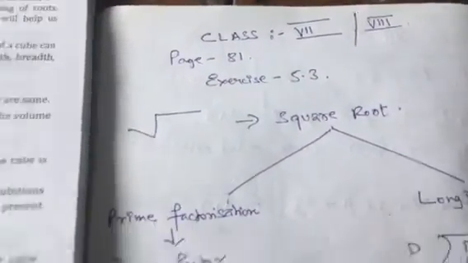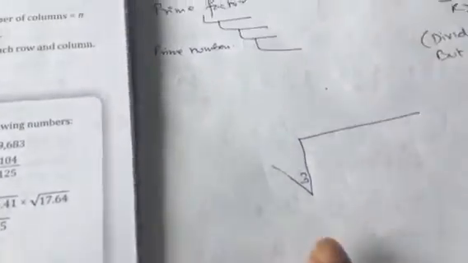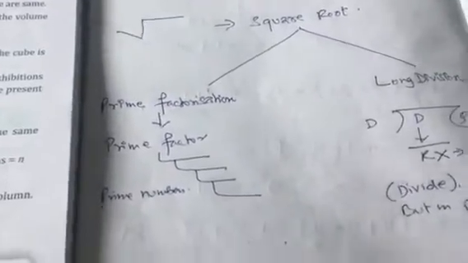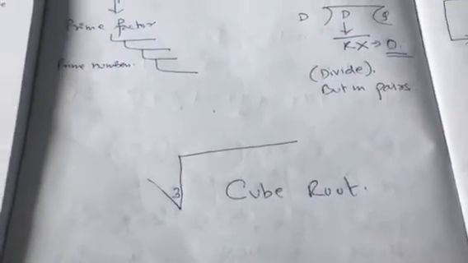This is the symbol of square root, and if a small 3 is written beside it, this is the symbol of cube root. As you can see here, this is the symbol of cube root.